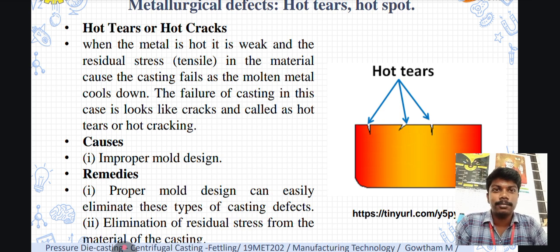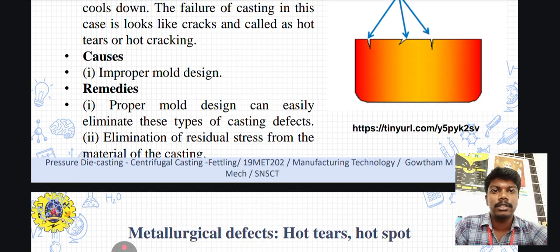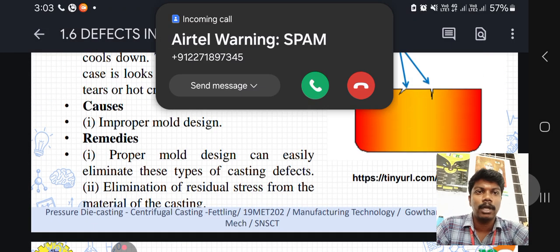Here are hot tears and hot cracks. When the metal is hot, it is weak, and the residual tensile stress in the material causes the casting to fail as the molten metal cools down. The failure of the casting in this case looks like cracks and is called hot tear or hot cracks. Why is it caused? Because of improper molding.